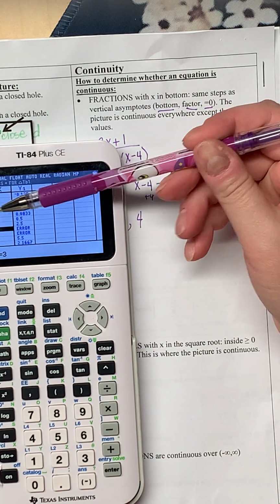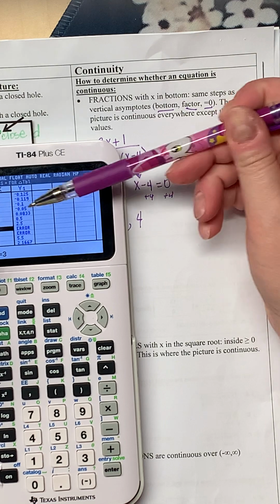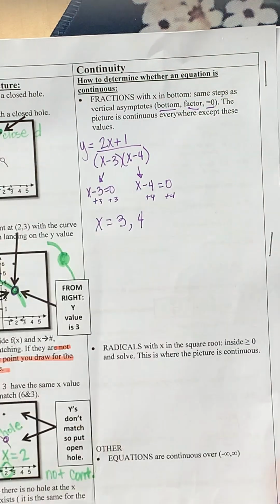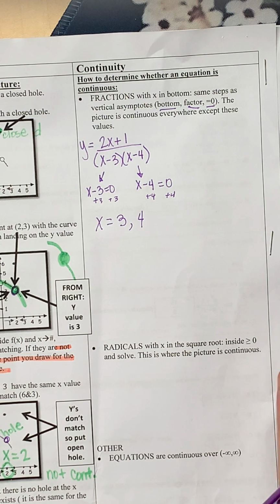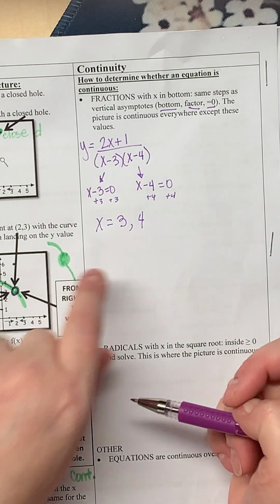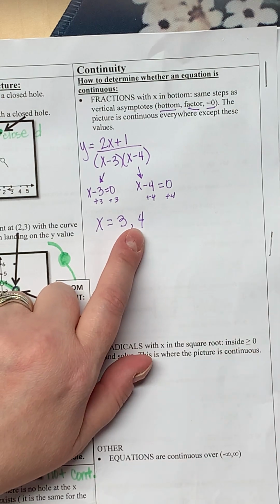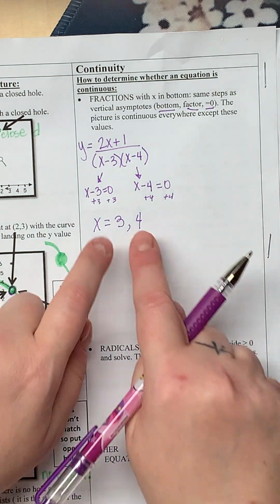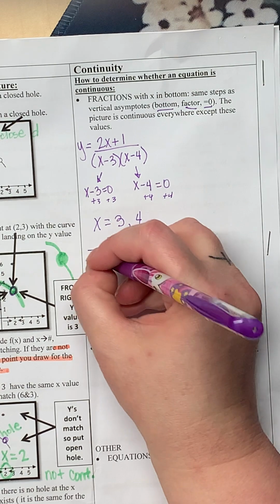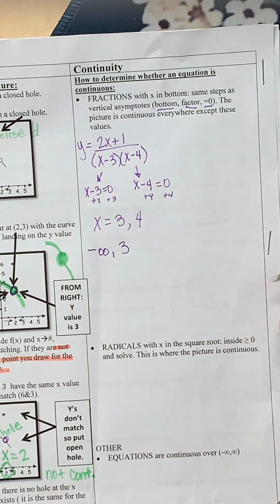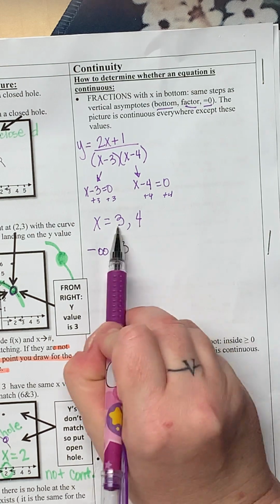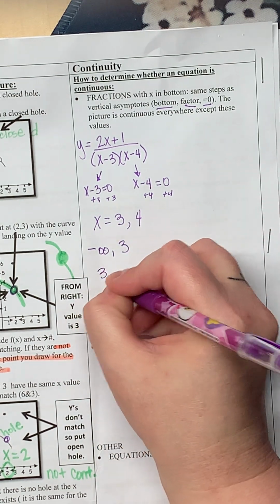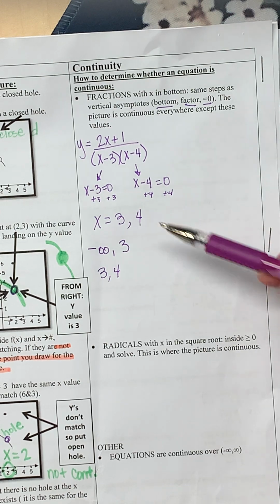So if we go to our table, every single x value has a matching y value except for 3 and 4. So that means we need to say that all the x's are great, except for at 3 and 4. So I think the exact directions in your homework are determine where the function is continuous. So it's everywhere except for here. So starting all the way in the negatives, all the way up to this 3. And then from 3 to 4, there's some points in there. So 3 to 4. And then from 4 all the way to infinity.